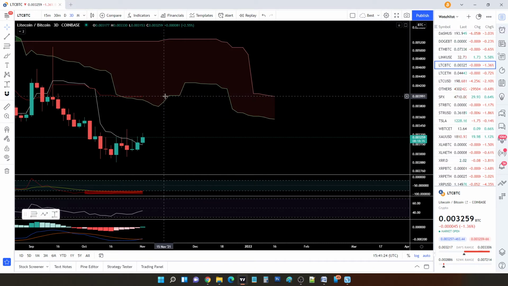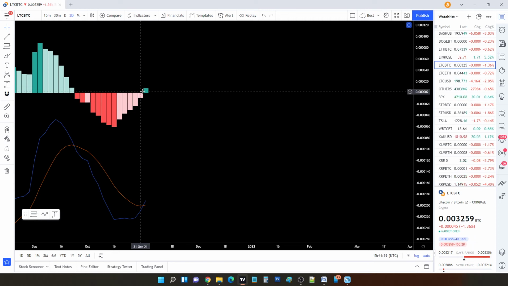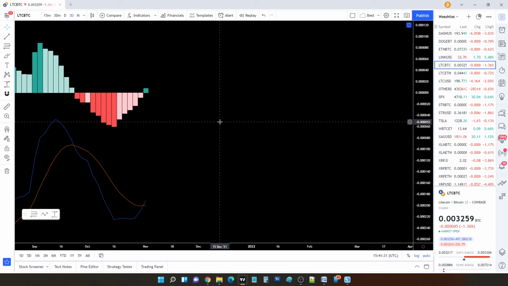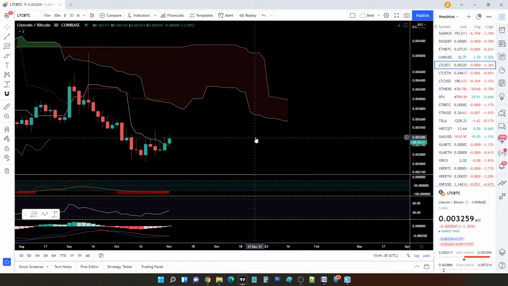But I don't think that would be much of a resistance, because we have just flipped to the green side on the MACD, which is very nice for Litecoin, because this shows that Litecoin is going to outperform BTC in terms of price action. So more gains are there to be made on the LTC BTC pair. It also shows that it would be wise to own Litecoin rather than Bitcoin right now.